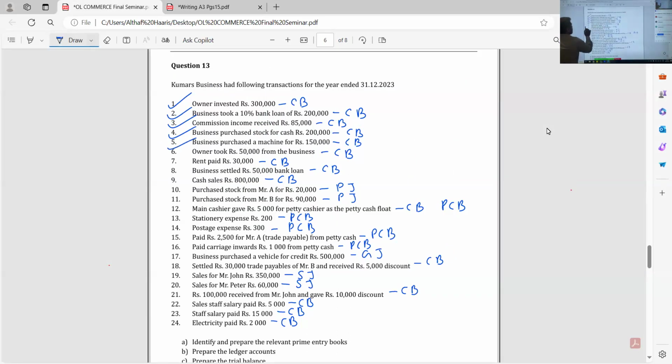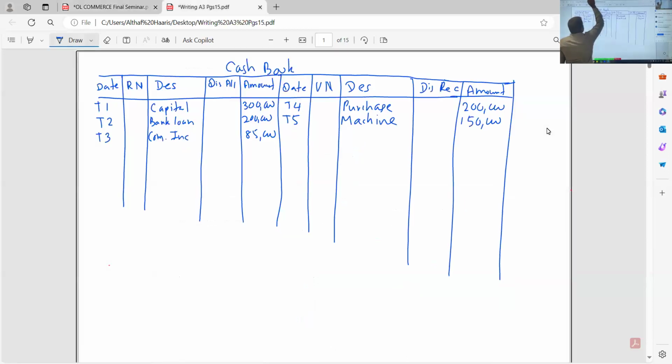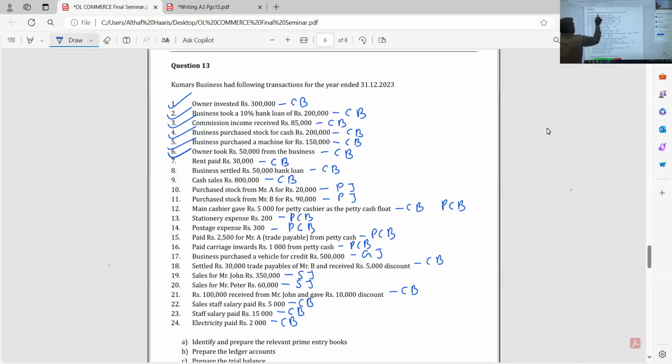Business owner took 50,000 from the business. If owner takes anything from the business, we will call it as what, people? Owner taking any resource from the business, let it be money, let it be stock, let it be computer, let it be van, let it be car. If owner takes anything from the business, we will call it drawings. Super. Amrita correct, Zaharullah correct. Good. So T6, drawings. How much is that? 50,000.